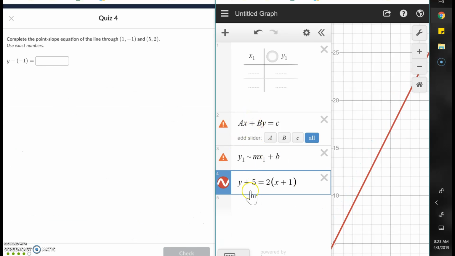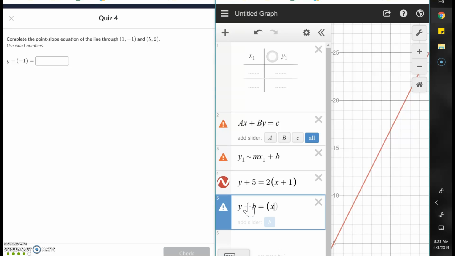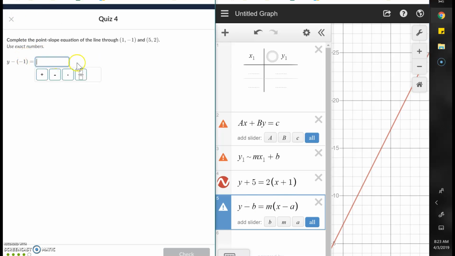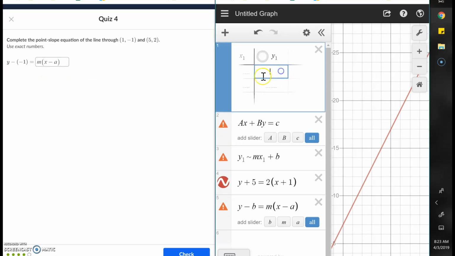Here we're in point-slope form. Point-slope form is y - b = m times (x - a). So the first part is we need to find the m value. I should just type it in here, by punching in the coordinate points.